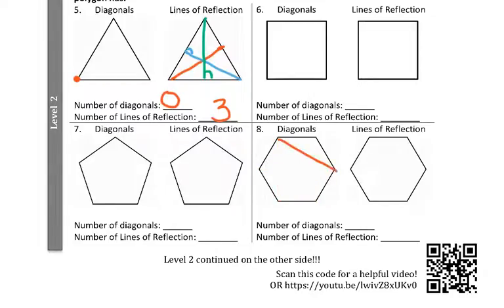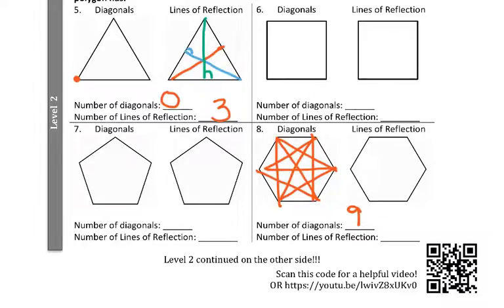So I've got 1, 2, 3, 4, 5, 6, 7, 8, 9. So it looks like there were 9 diagonals on that hexagon. And if you draw that with a ruler, it actually looks really cool.